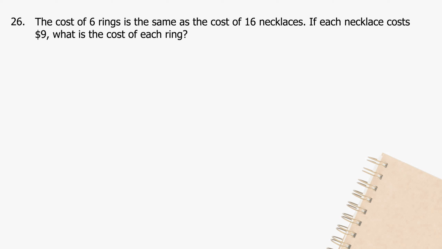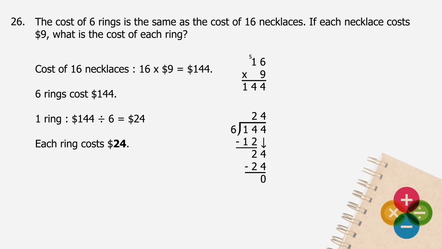Question 26. The cost of 6 rings is the same as the cost of 16 necklaces. If each necklace costs $9, what is the cost of each ring? The cost of 16 necklaces will be, multiply 16 by $9, and the product is $144. The cost of 6 rings will be $144. The cost of 1 ring will be, divide $144 by 6, and the quotient is $24. Each ring will cost $24.